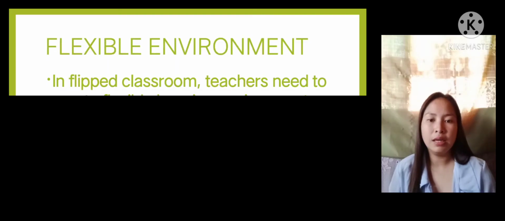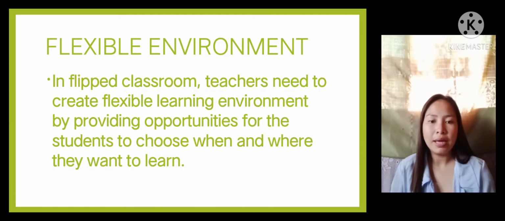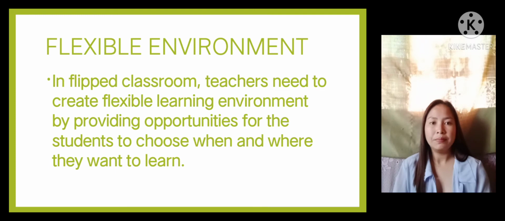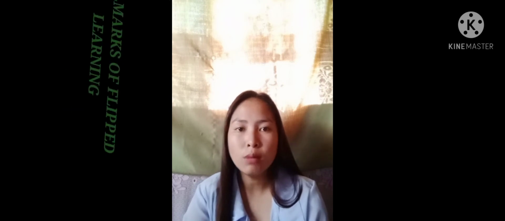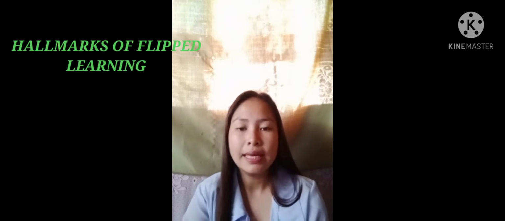The first pillar is the flexible environment. In a flipped classroom, teachers need to create a flexible learning environment by providing opportunities for the students to choose when and where they want to learn. Flexible learning environment is one of the hallmarks of the flipped learning classroom. It provides fluid timelines for students' work and comprehension. Teachers should adjust to the pace of the students in their class.